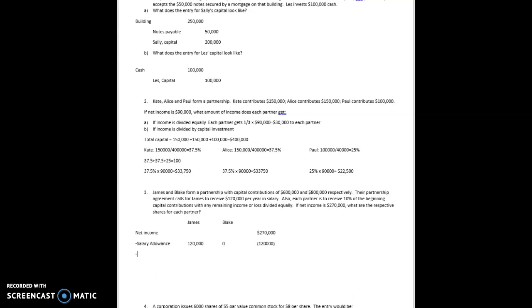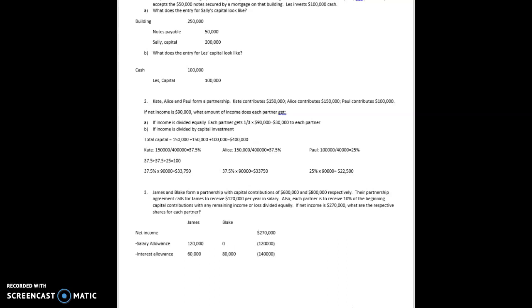All right, the next thing they said was they get an interest allowance, which is 10% of their capital contribution. So 10% of James's is $600,000 times 10%, so $60,000. And 10% of Blake's, which was $800,000, 800,000 times 10% is $80,000. So that took out a total of $140,000.